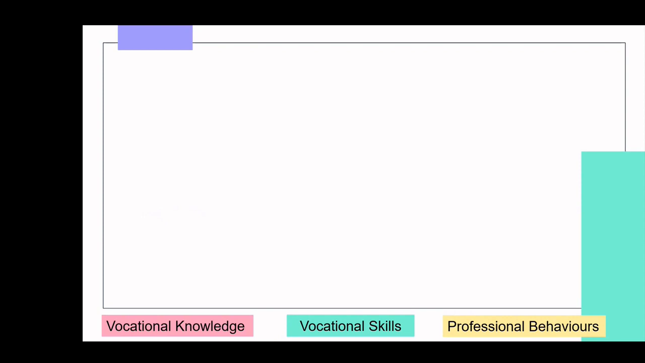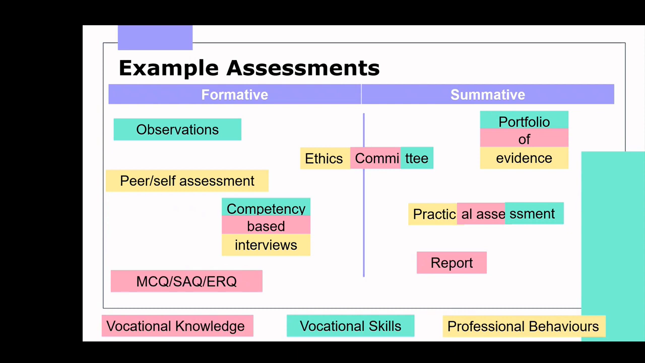So here I will be showing you a colour-coded table with some example formative assessment activities. Colours are going to be red for those that assess vocational knowledge, green for vocational skills, and yellow for professional behaviours. Here you can see we have two columns, formative and summative, and some examples from each.